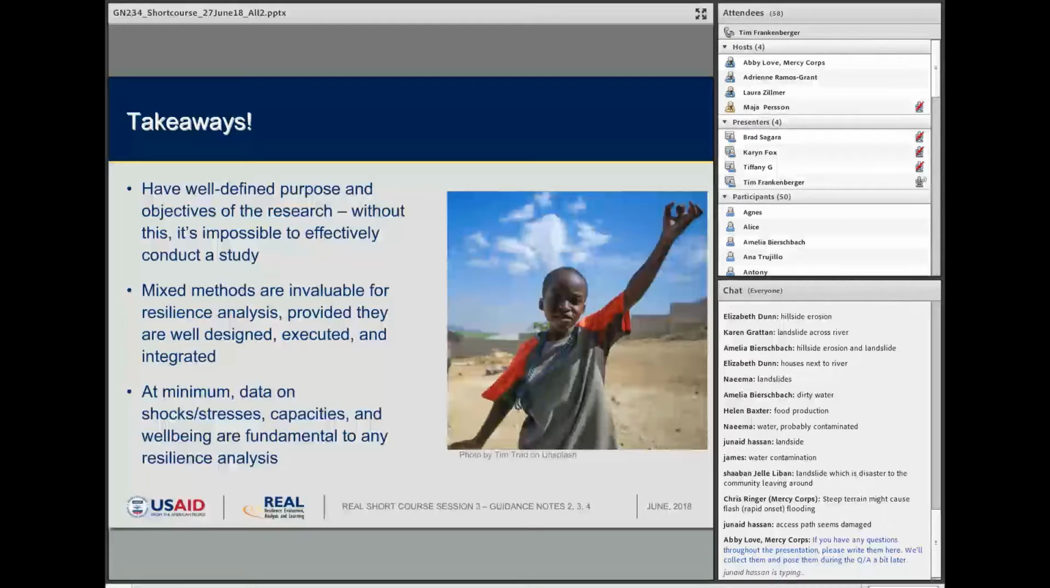The second point I want to drive home is that mixed methods are invaluable for this resilience analysis. The fact that you combine both quantitative and qualitative techniques is essential so that the qualitative helps interpret the quantitative and allows you to better understand what's actually going on in terms of resilience in an area. Finally, at a minimum, you need to make sure that we're collecting information on shocks and stresses, on these capacities that Brad just talked about, and well-being outcomes that are fundamental to any resilience analysis. So we're looking at the relationships between these things. That's really important as part of our analysis, and we'll come back to that.